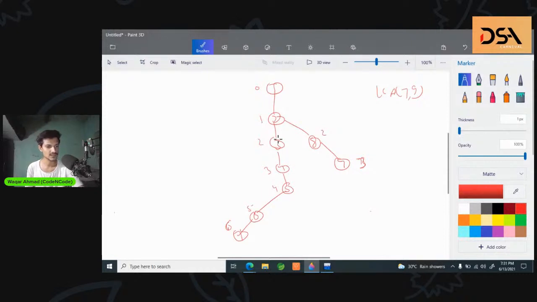See, I need to find the LCA of 7 and 9, right? But 7 is at distance 6, while 9 is at distance 3, right? So of course 7 is much deeper.